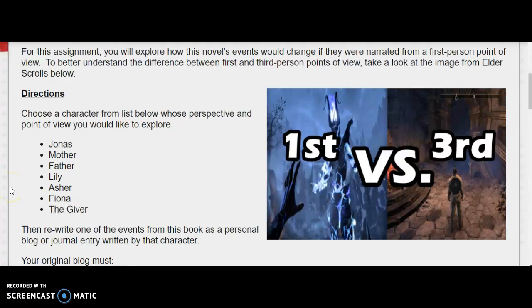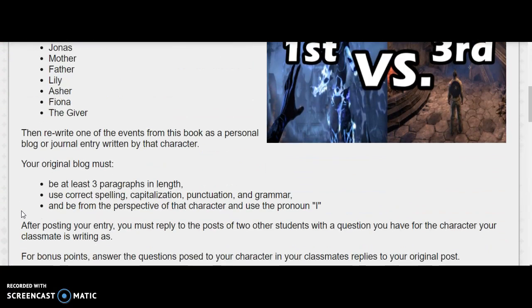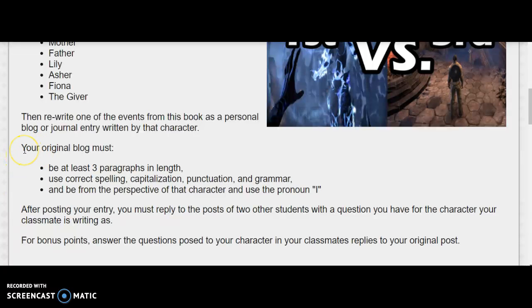So once you've chosen the person from whose perspective you would like to write, you need to rewrite one of the events from this book as a personal blog or journal entry written by that character. So your blog must meet these minimum requirements. It must be at least 3 paragraphs in length. Now you know that a paragraph is 5 to 7 sentences. So in total, this will be at least between 15 and 21 sentences. Do not try to do less than that.